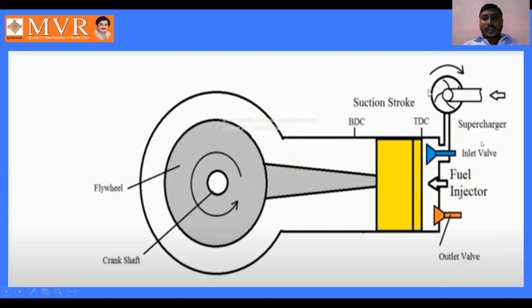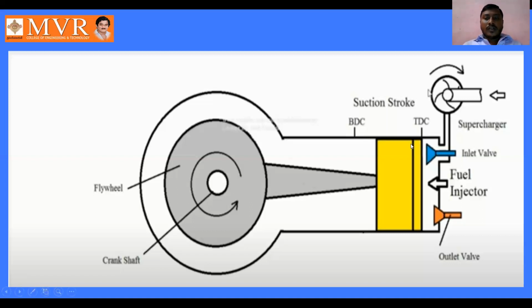We all know the working principle of this diesel engine: when the inlet valve opens, air is sucked inside the engine cylinder, and after compression, the fuel injector injects the fuel into the engine cylinder, where heat is generated. After compression, ignition takes place, and the hot gases produced are exhausted into the atmosphere by using this outlet valve.